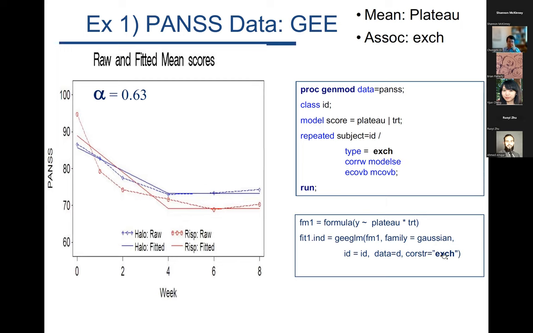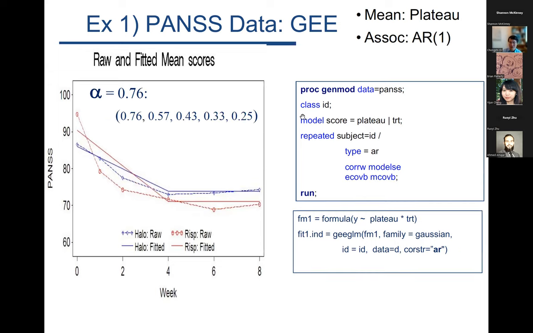Now, with this model, the exchangeable model assumes the correlation between any two observations for the same subject is the same, right? So it has this additional parameter, which is the correlation between different observations within a subject. So you have this additional alpha parameter, and it gives you an estimate of alpha. In this case, alpha is 0.63, so it's a relatively medium to high correlation within subjects.